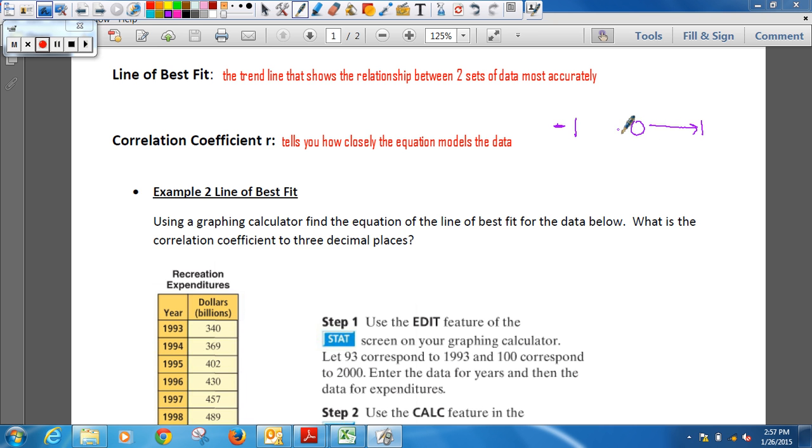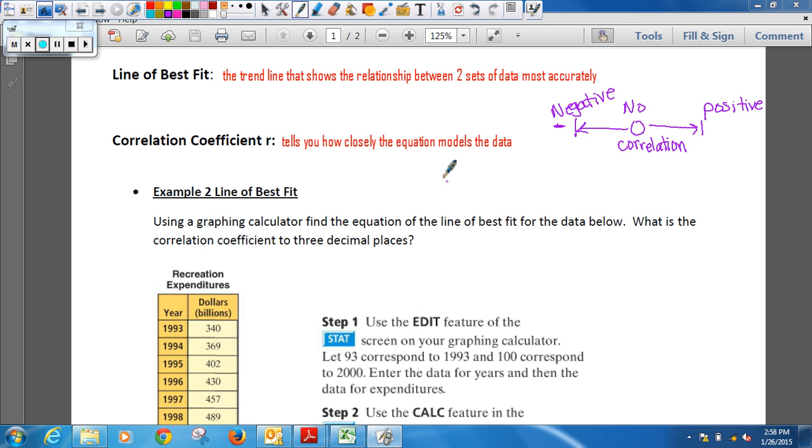The closer it is to 0, 0 means there's no correlation. So your equation does not mean anything. It wouldn't have anything to do with it. So that is bad. You want it to either be closer to 1, which means it's a positive correlation, or closer to -1, which would mean it's a strong negative correlation.